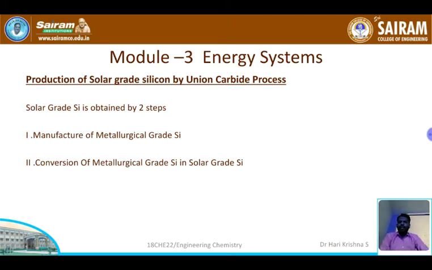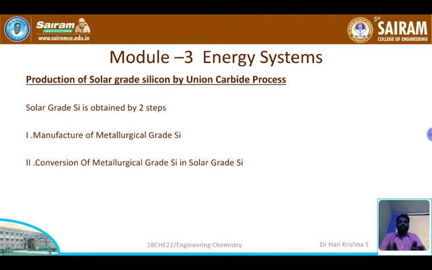What is solar grade silicon? You have two types of silicon: metallurgical grade silicon and semiconductor grade silicon. Metallurgical grade silicon contains high quantities of impurities, therefore we cannot use it for preparing PV cells, whereas semiconductor grade silicon also contains impurities but very little.